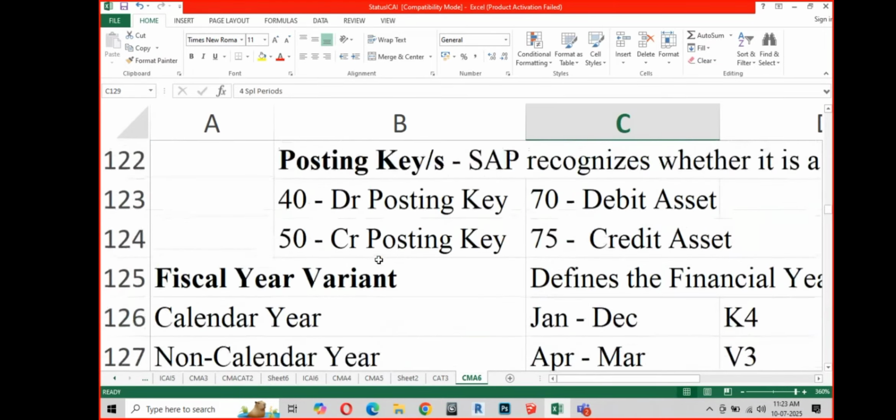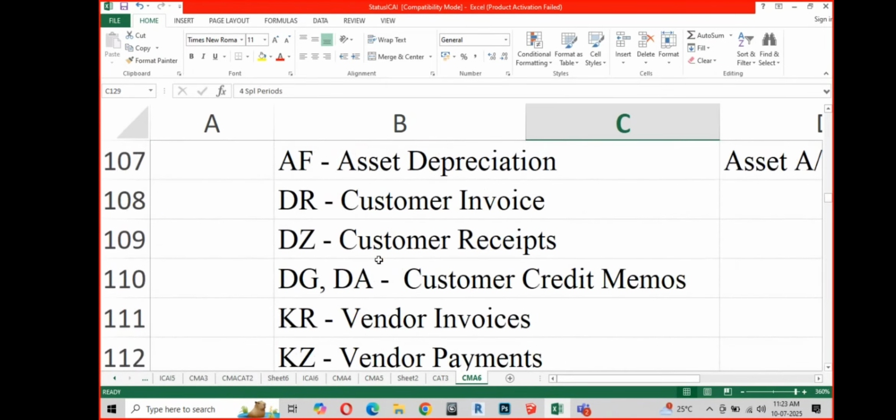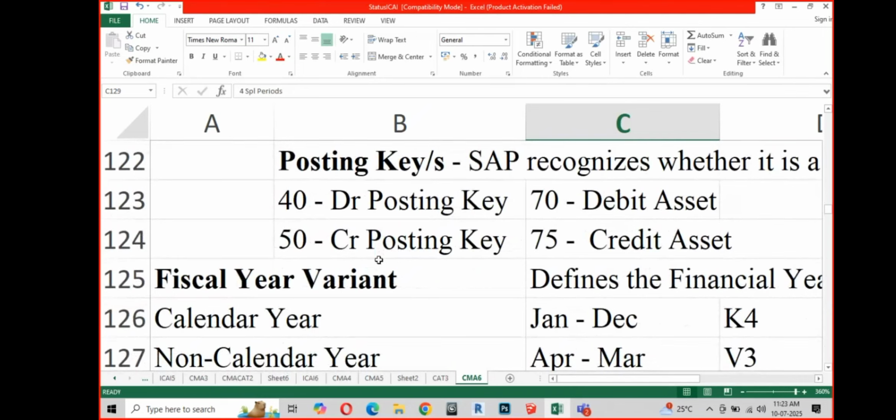Anything else which we wanted to discuss? So somewhere we saw a small reference to the posting keys and so many numbers. 40, 50, 70, 75, 01, 31, 01, 21, whatever, right? You saw a list of numbers. What are these numbers?